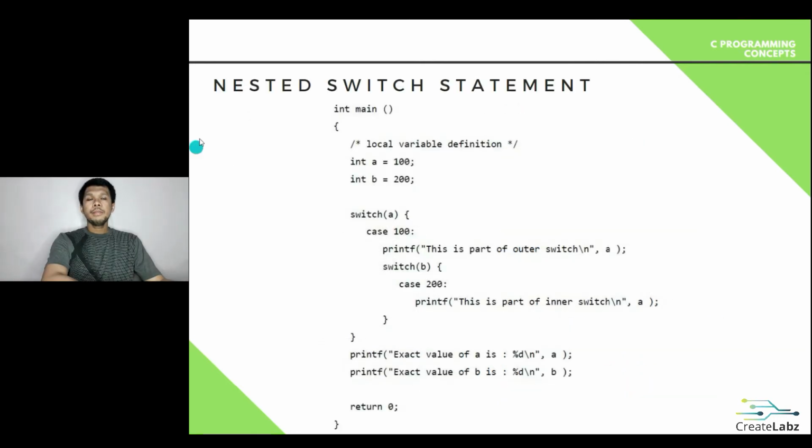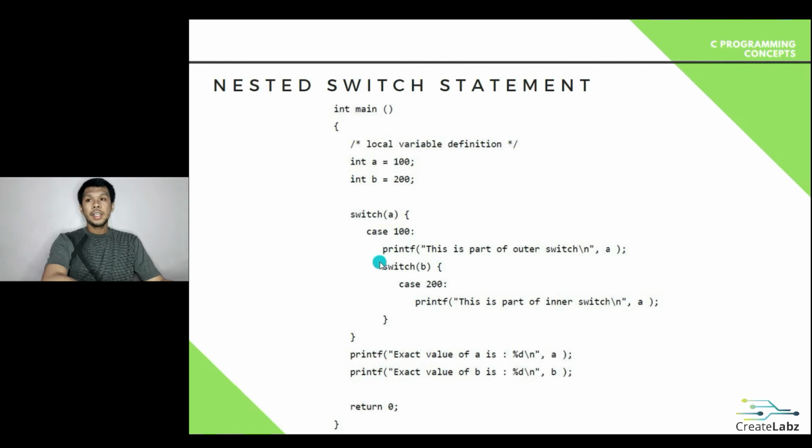Nested switch statement. A nested switch statement is if you have a switch statement inside a bigger switch statement. You can see here, switch B is inside switch A. Also, notice that we're using indentation so that we can clearly see which one is part of the other. Because if we do not indent this, it's very difficult to identify which one is part of the other.